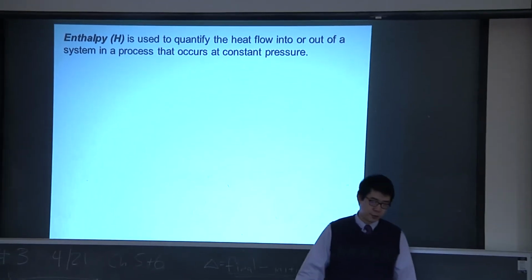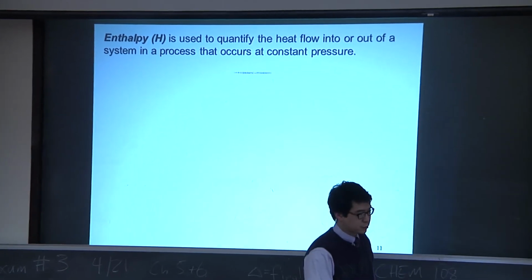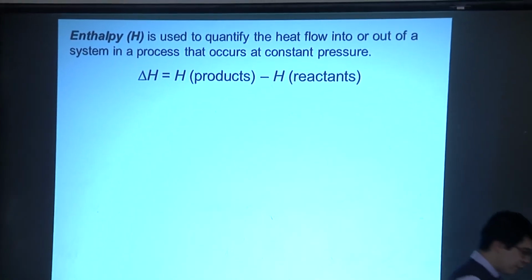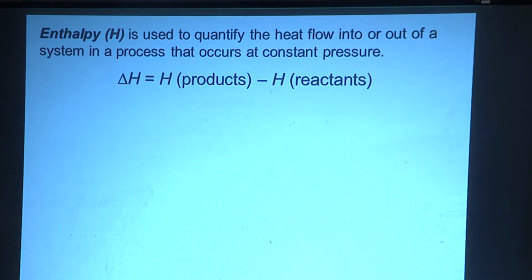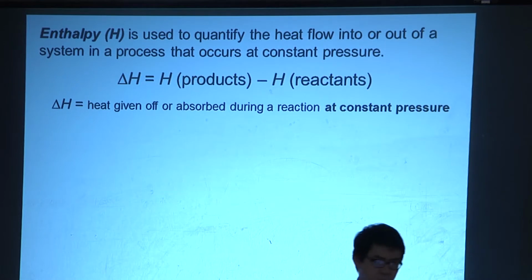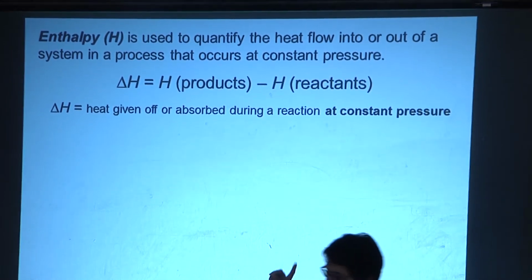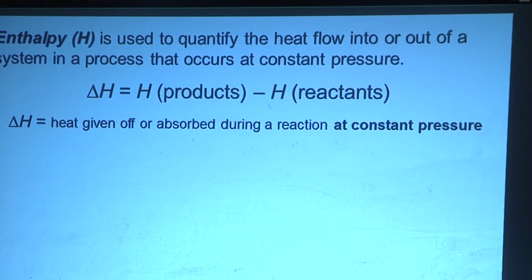So enthalpy is used to quantify heat flow in or out of a system when the pressure is constant. And enthalpy is, in fact, a state function. So we can think about delta H equals the enthalpy of the products minus the enthalpy of the reactants. That is true, of course, because anything delta is final minus initial, and when you're doing a reaction, the final is the products and the initial is the reactants.